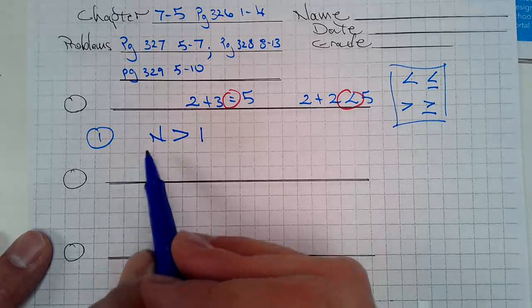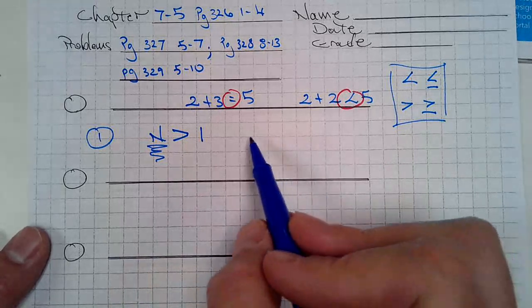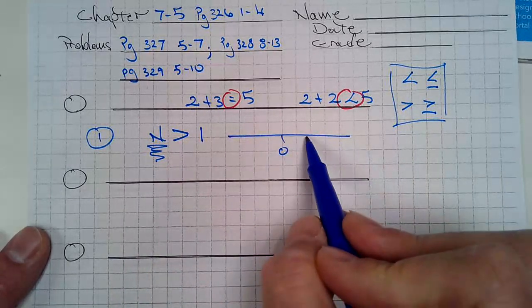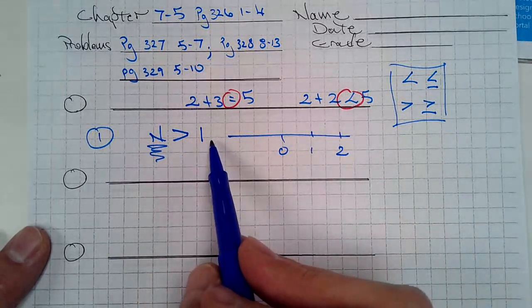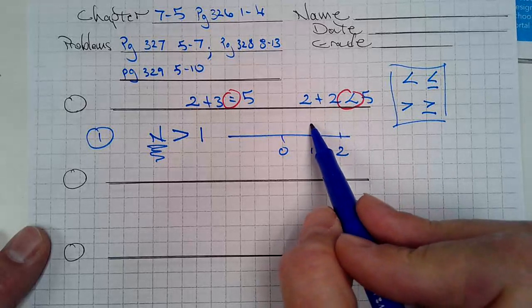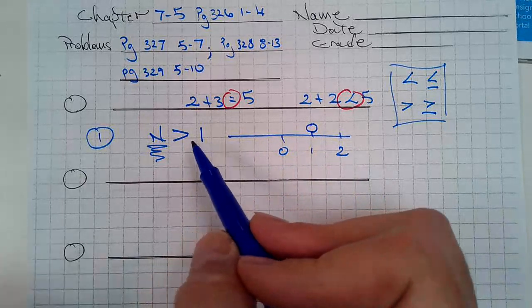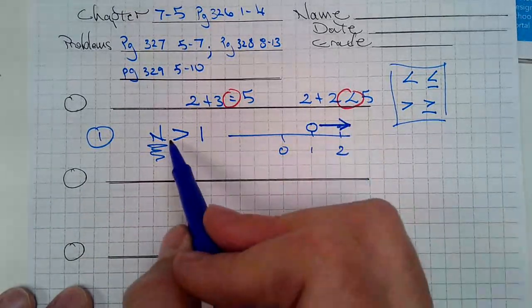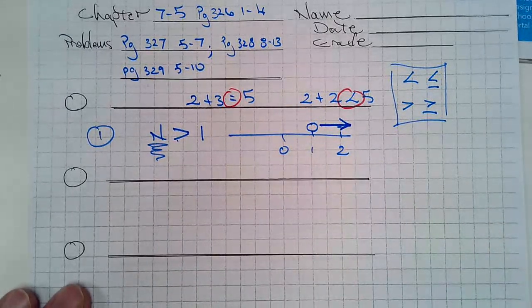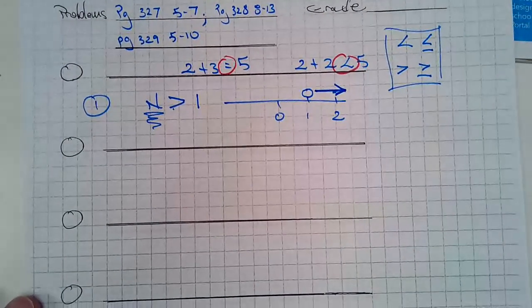A number n, we don't know what n is, but whatever it is, it's greater than 1. If I said to put it on a number line, I could put 0, here's 1, here's 2, and it says a number n is greater than 1. Does it include 1? It does not, so I put a circle over it. And which way is the arrow pointing? It's going the same direction as the symbol here. So that's the first one done for you. You also need to do 2, 3, and 4.